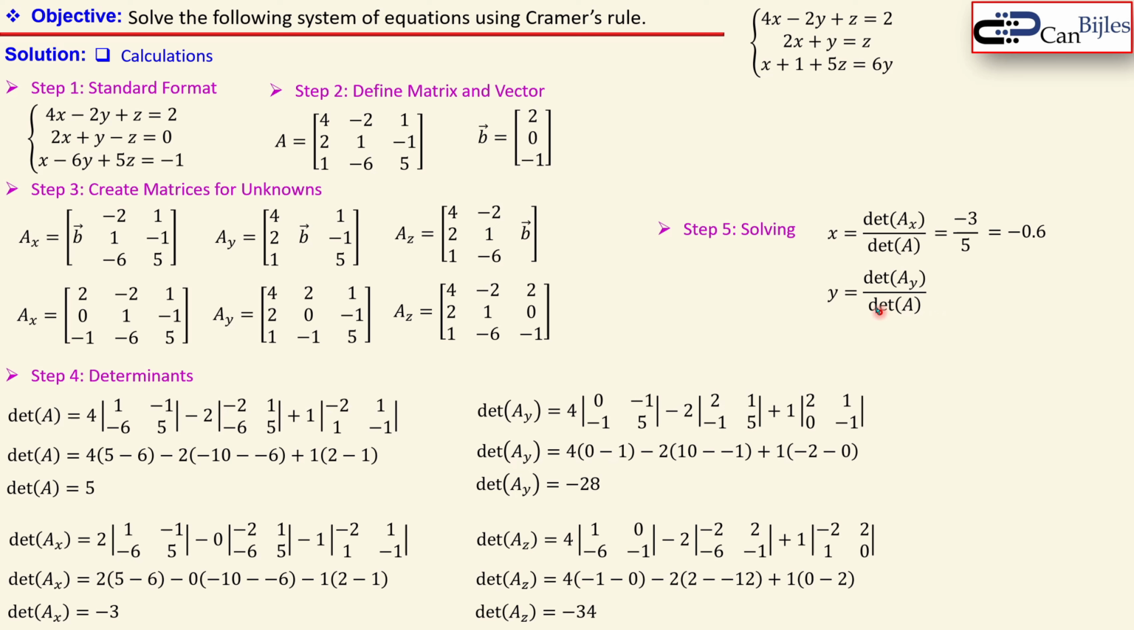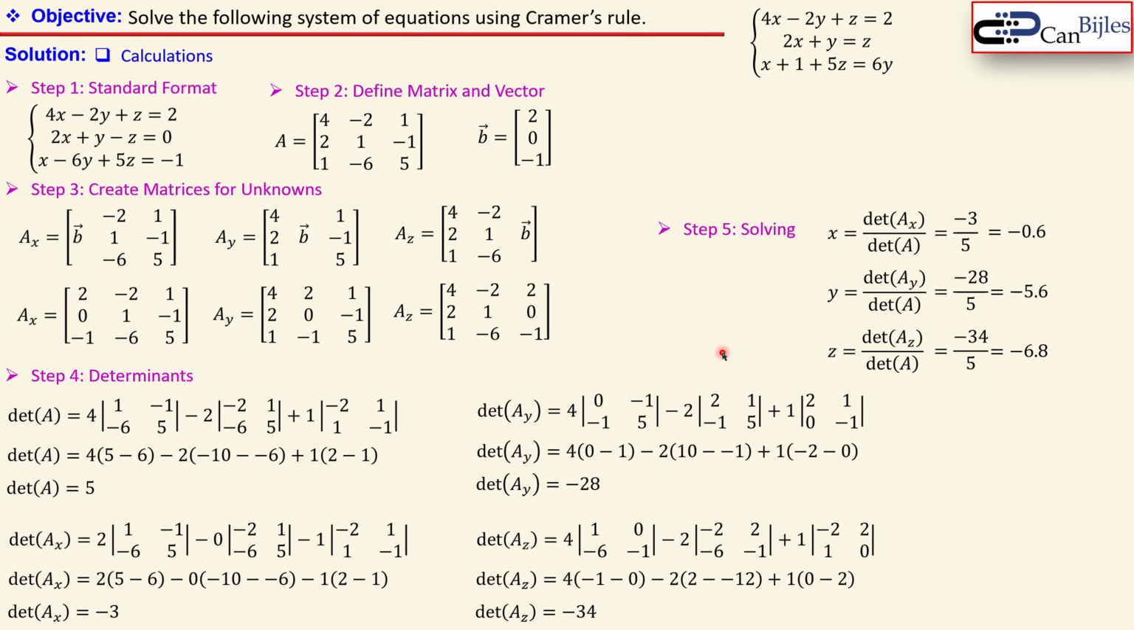The y is similar to the unknown x, but the only change is the numerator. So you take the determinant of A sub y, and the determinant of A in the denominator stays the same. So we look at our values. Minus 28 over 5 will be minus 5.6. This was also the case for Gaussian elimination. Now z, you can already see the order. That should be the determinant of A sub z. You substitute the values, minus 34 over 5, which gets you minus 6.8.